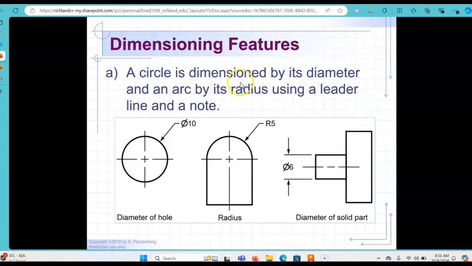All right, so here is a dimensioning feature. We have a diameter of a hole, we have a radius, and then we have a diameter of a solid part. Again, note that this is the symbol for a diameter, so we can tell that that's a hole when we're looking at it. Here we've got a radius, so to call that out, it's an R for the radius. Here we have the diameter of a solid part, so we would also call that out with the diameter symbol as well.